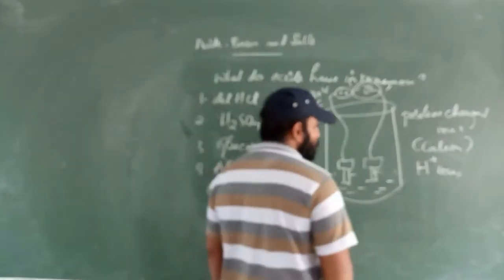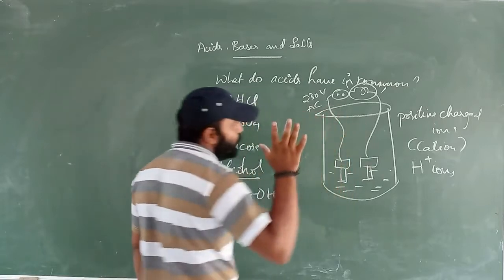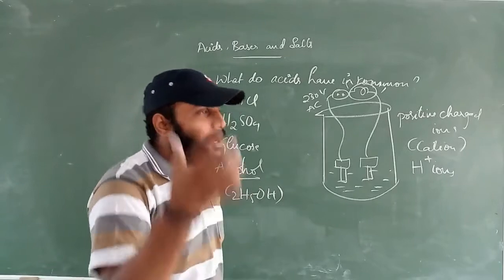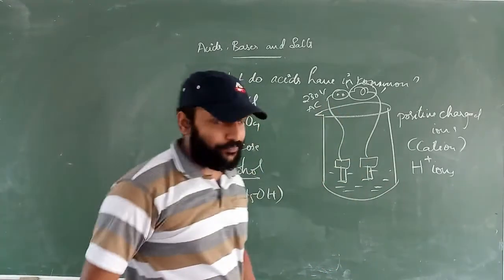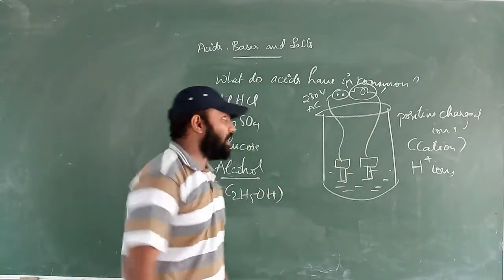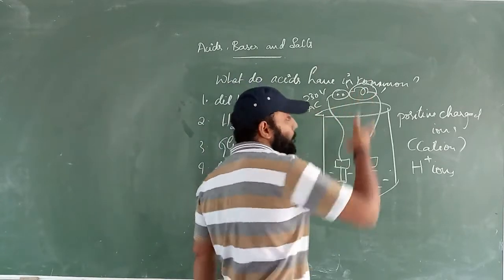So here, what did we do? First we took dilute HCl. What we observed is that the bulb is glowing. Means what? Since the movement of hydrogen ions is present in it, current is passing through it, we can say. Now what will I take? I will take H2SO4. Again, when I switch on the source, we can observe that the bulb is glowing.